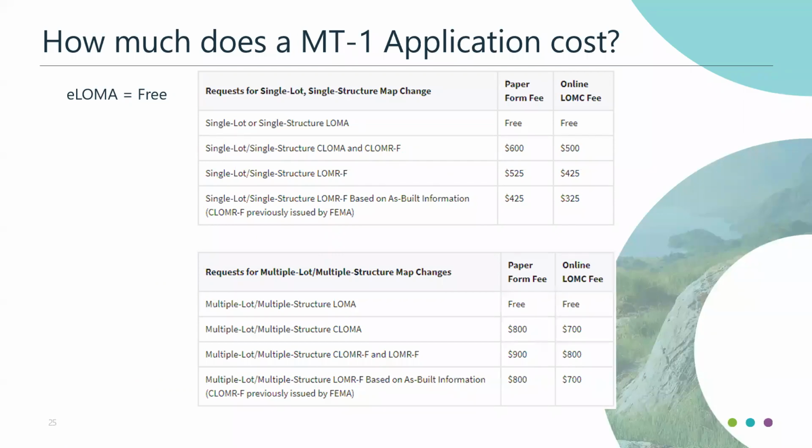If you're trying to do a conditional letter of map amendment, a CLOMA or a CLOMR-F, there's the prices for those, and then LOMR-Fs. I'm not going to go through all those, but you'll notice that there's the paper form fees and the LOMC fees. If you're doing this via the online LOMC website, you just submit your payment information through that. If you're doing it through paper form, I'll show you the paper form here in a minute. You would just fill it out and provide payment.